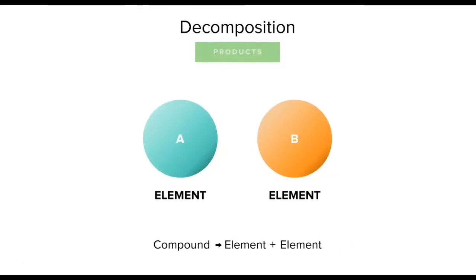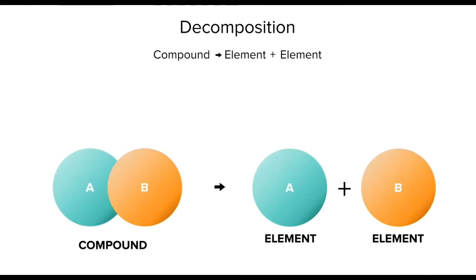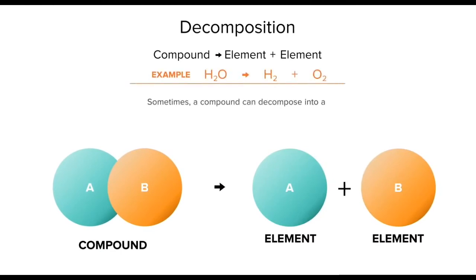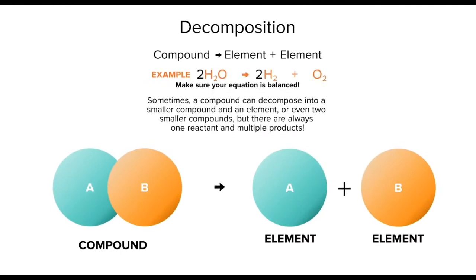I want you to write that down. AB yields A plus B. Our example of decomposition is water breaking down to yield hydrogen and oxygen. Always be sure to balance your chemical equation, so write those coefficients down, y'all.